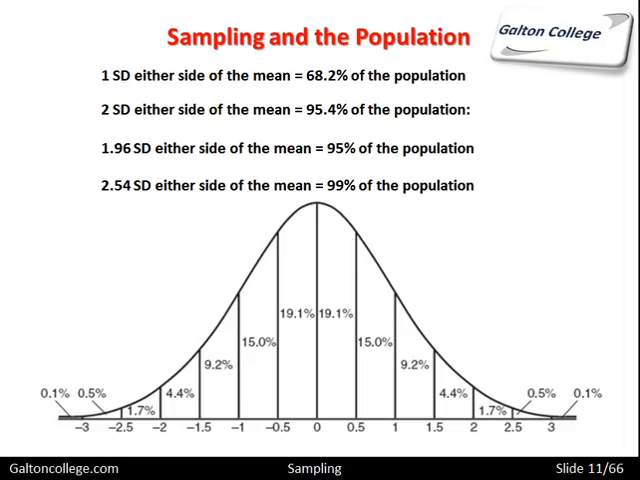There are different ways of remembering it. I tend to remember it as 1.96 standard deviations is 95%, and 2.54 is 99%. But that's just the way I remember it. It's worth knowing that particular little fact, because one standard deviation either side is 68.2% of the population. This is important. We'll come back to it later, and it will be the subject of other videos.